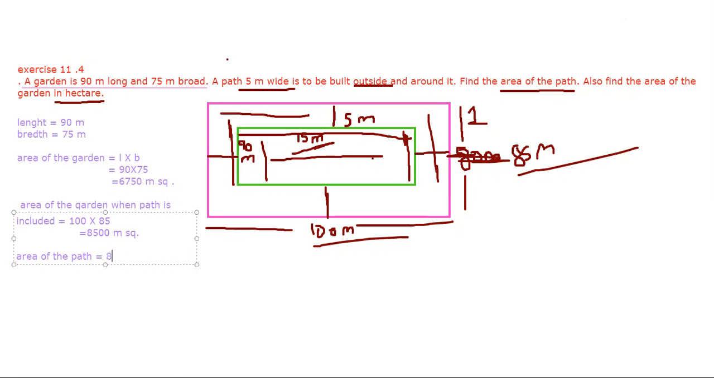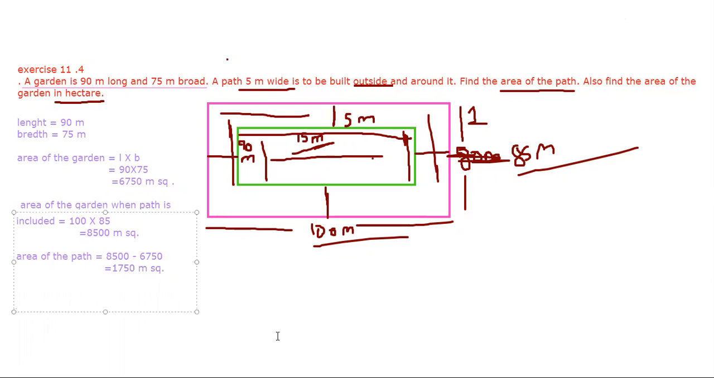It would be 8500 minus 6750. And when we finally subtract 6750 from 8500, it would be 1750 meter square. 1750 meters square. That's it.